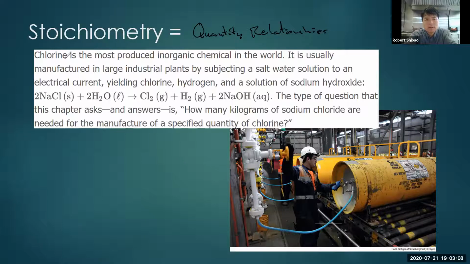It is usually manufactured in large industrial plants by subjecting salt water solution to an electric current. Electric current, that's called electrolysis. And the reason is there's no driving force. This reaction is totally uphill, yielding chlorine, hydrogen, and a solution of sodium hydroxide. So this is a redox reaction here. And sodium chloride is very stable. Water is very stable. Actually, if there's water present, this should just be NaCl(aq).